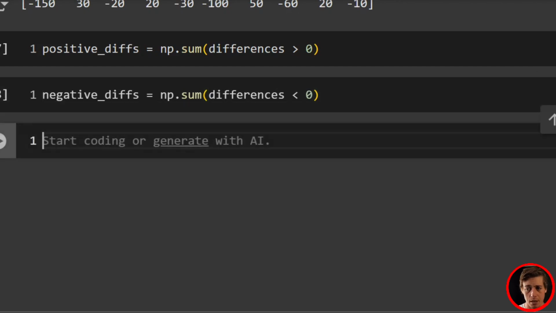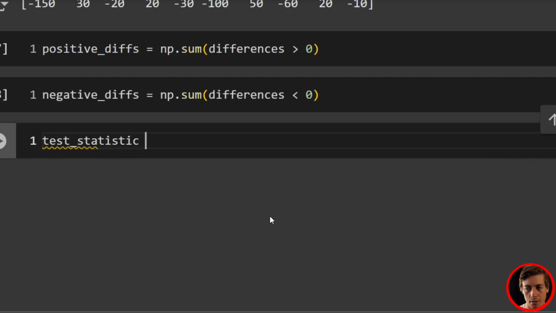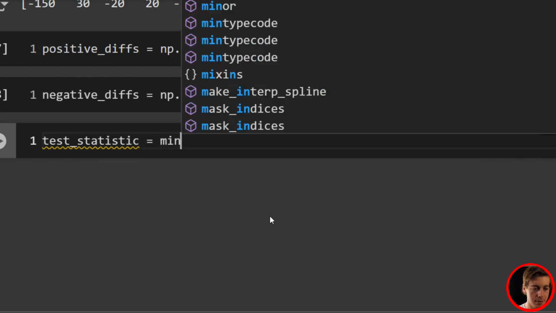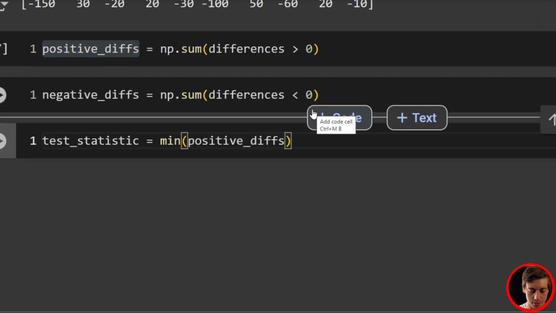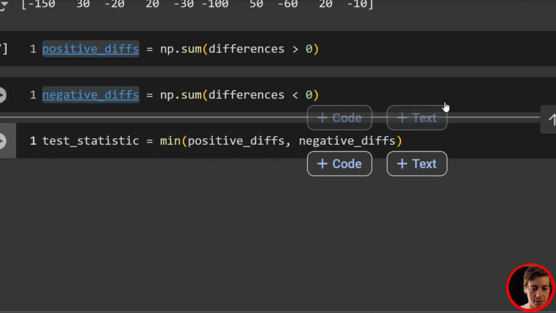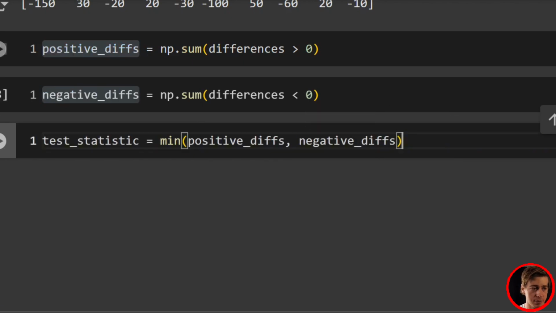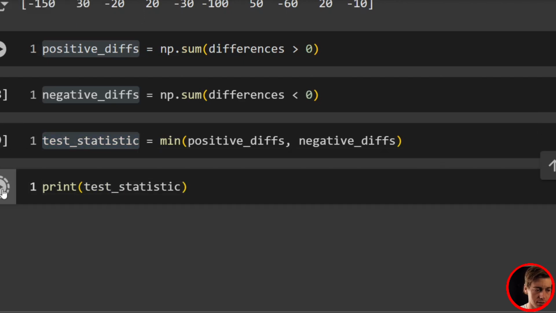Okay. Then up next, we need to find our test statistic. So test statistic equals min, and then pass in positive and negative. So positive, then we have our negative like that. So both those are passed in over here. And then we can just print out the min. So print this out, and we should get 4, but let's double check. And we do get 4.